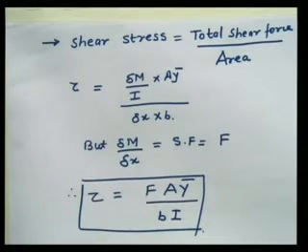Shear stress is denoted by tau. So tau is equal to the total shear force, that is delta M upon I into A y bar, upon area. So what will be the area? Area will be nothing but the width of the strip EF, that is B, into delta x, that is the length. And delta M upon delta x is nothing but the shear force. So tau is equal to F A y bar upon B I.